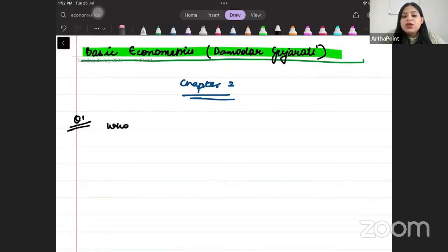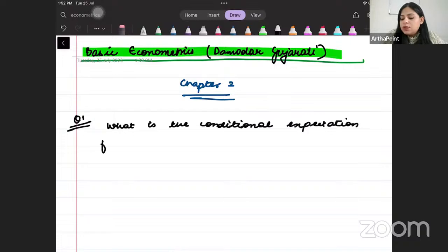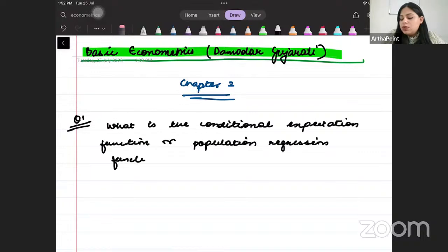Please open your books, chapter 2, Damodar Gujarati. What is the conditional expectation function or population regression function? So this is the question, chapter 2, question number 1. It asks, what is population regression function?